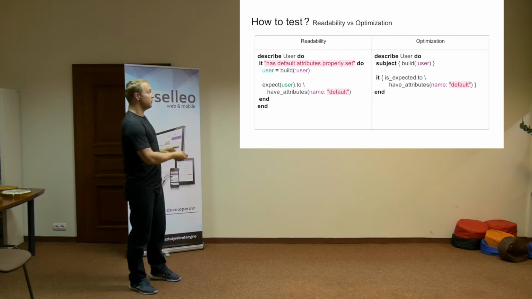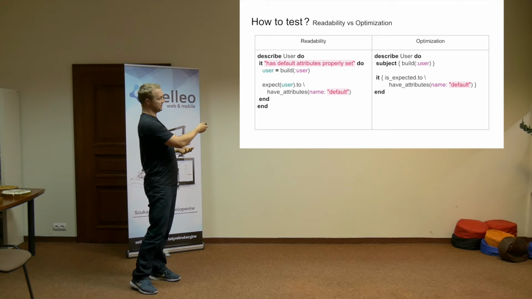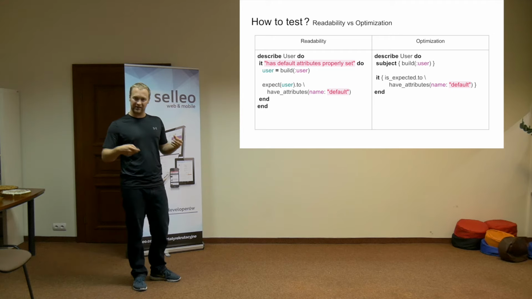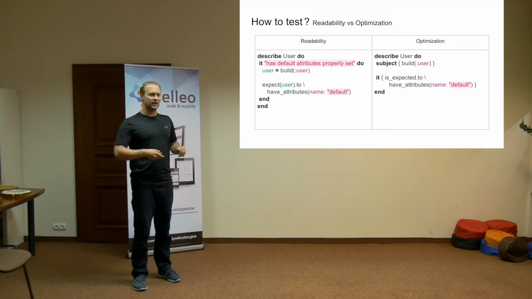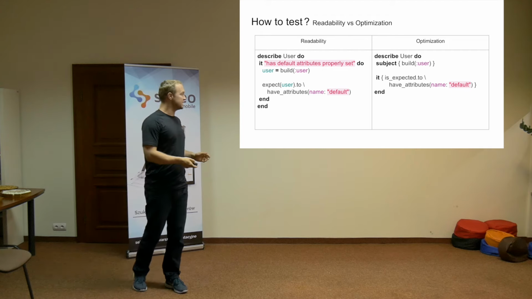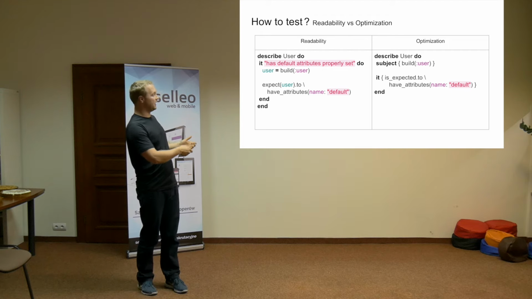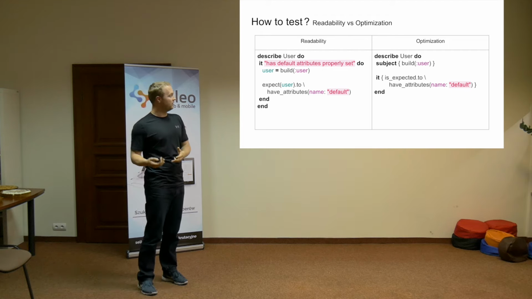Subject thing. So in the optimized way, for example, when testing a user, we can define, hey, our subject will be user, so I will build it and use it later on in specs. That will shorten our expectations a bit, because we can call it like that. It is expected to have attributes named default.